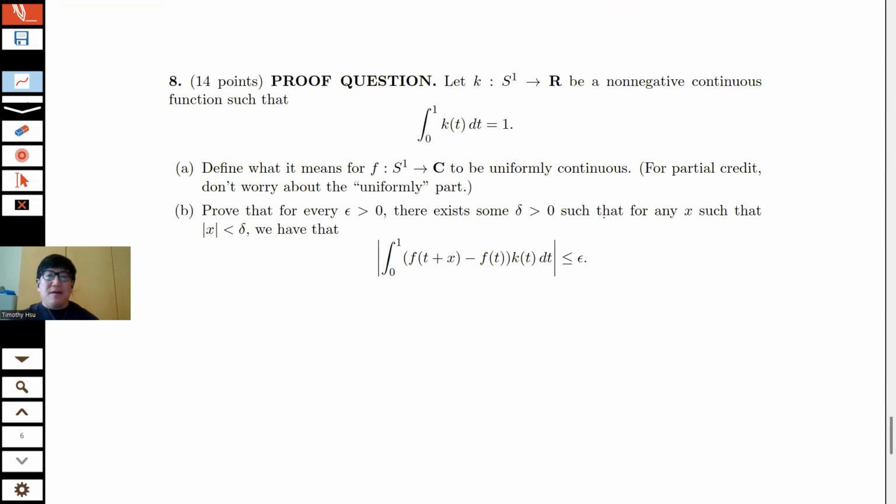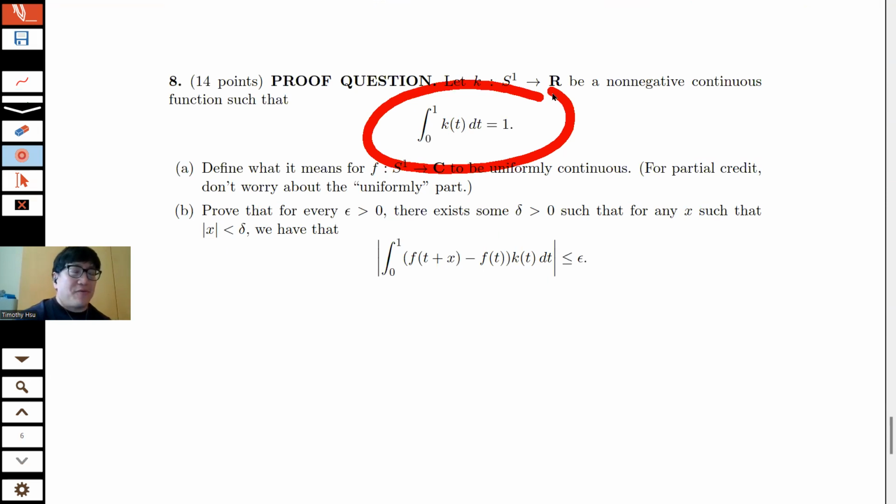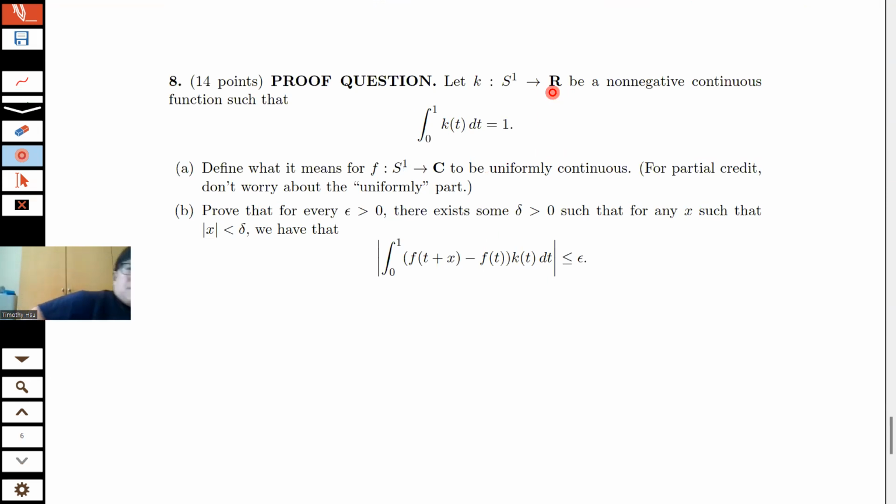All right, so let k be a non-negative continuous function such that blah, and I hope everybody recognizes, this is like some sort of, k is something like a kernel. So you should think, oh, this is like all that stuff we had to do in problem set 9 about kernels. What I really try to do is make every problem on the exam based on some homework problem, and hopefully you remember, oh, this is like those kernel estimates. Okay, so define what it means for f to be uniformly continuous.